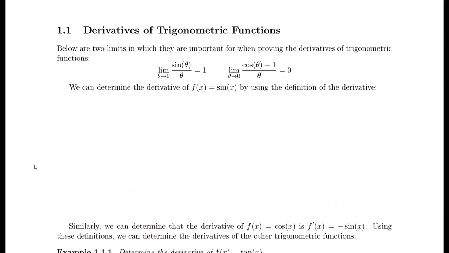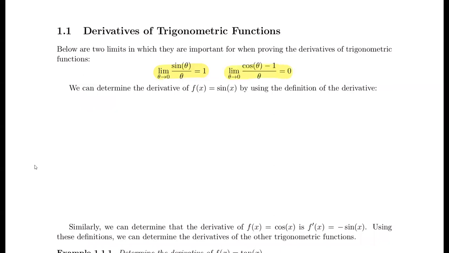So we have two limits that are important for proving the derivatives of trigonometric functions. For the first one, the limit as theta approaches 0 of sine theta over theta is equal to 1, as well as the other limit, where the limit as theta approaches 0 of (cos theta minus 1) divided by theta is 0. So we can determine the derivative of sine of x by using the definition of the derivative. So let's have a look at this.